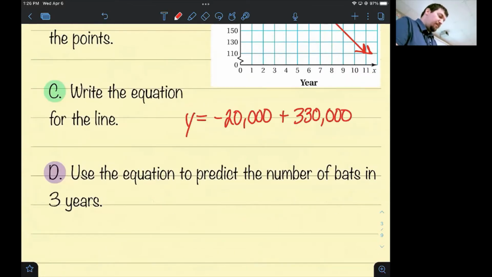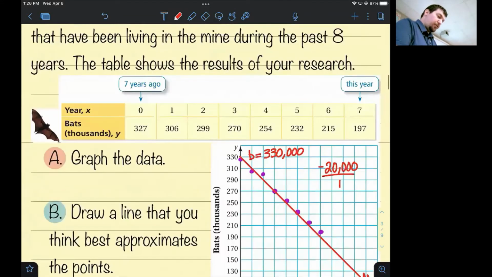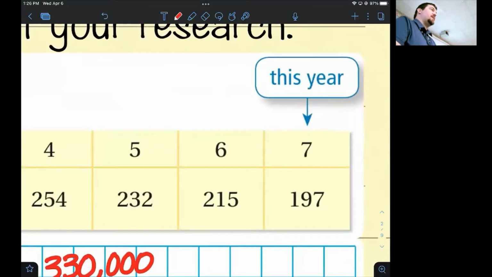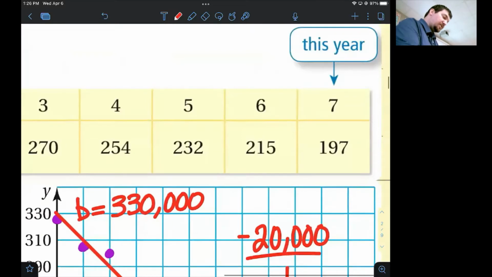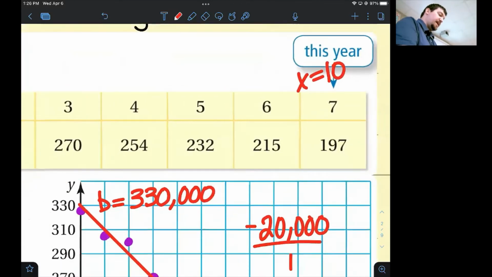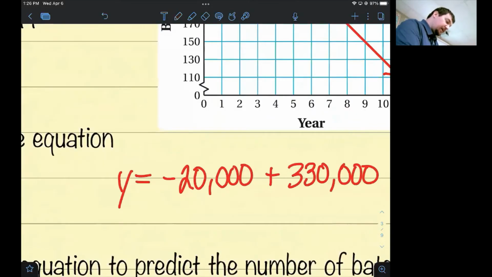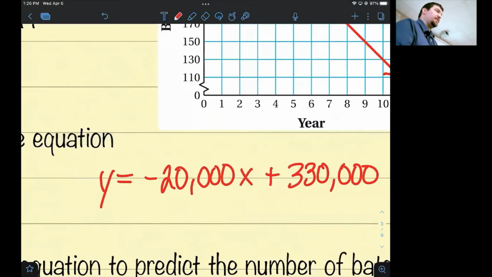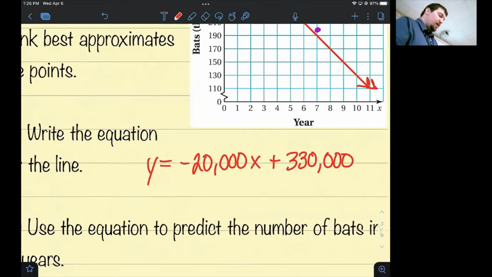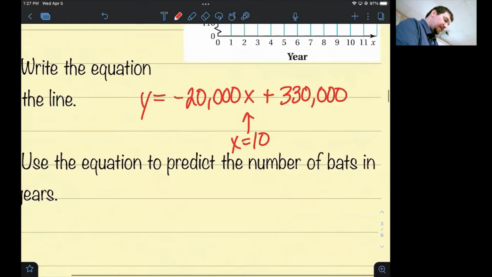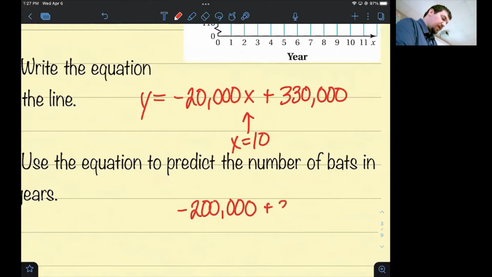Use the equation to predict the number of bats in 3 years. So 3 years from now, this is year 7. 3 years from now would be year what? Year 10, yeah. So we're going to use 10 for our x coordinate. We want to find out how many bats there are going to be in year 10, 3 years from now. Our study goes back 7 years. So we plug in x. Oh, I forgot the x. Hang on a second. Whoops. There should be a negative 20,000 x right there. Yeah, that's a way to lose a point right there. We're going to plug in 10 for x right there. And that's going to give us negative 200,000 when you just add a 0 to negative 20,000, plus 330,000.